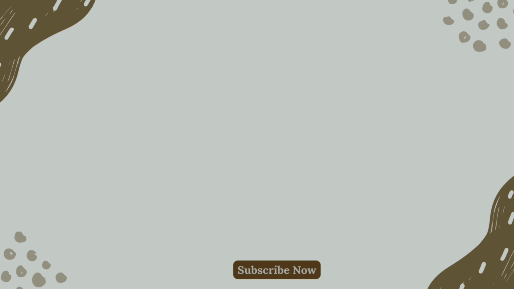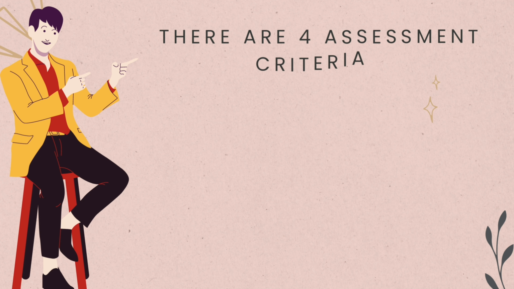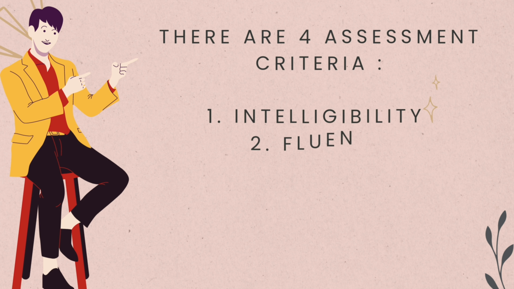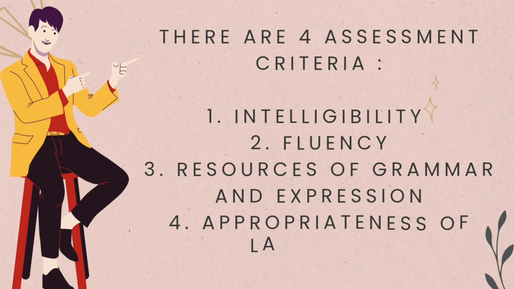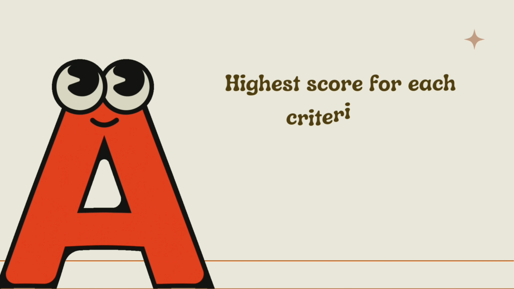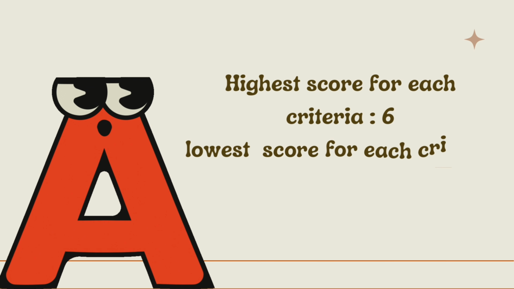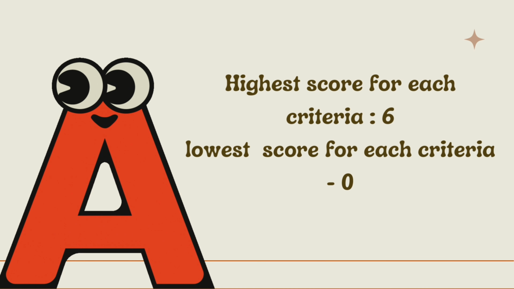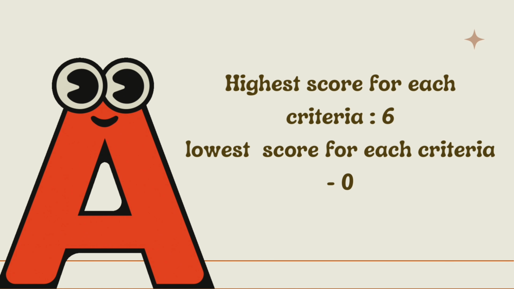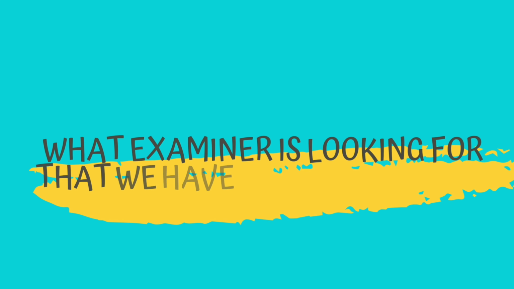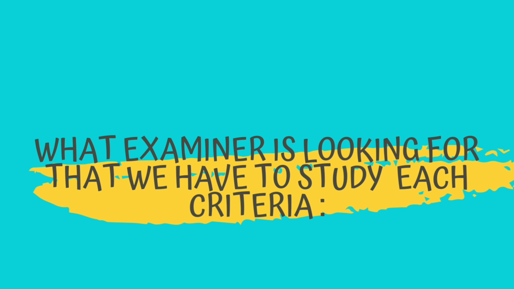There are four assessment criteria. First is intelligibility, second is fluency, third is resources of grammar and expression, and fourth is appropriateness of language. The scores for all these are on the scale of 0 to 6, which means each criterion has a highest score of 6 and lowest is 0. Now let's see what the examiner is looking for. We have to study each criterion in detail.